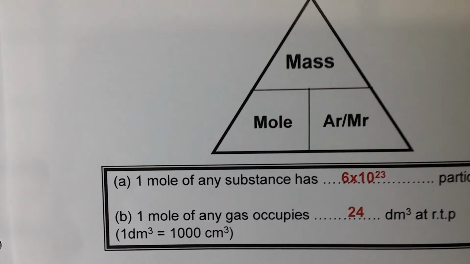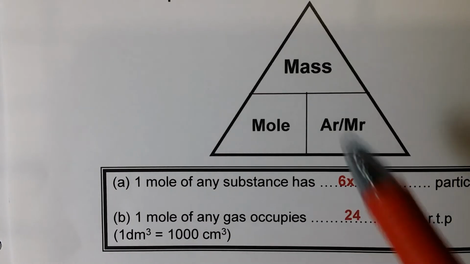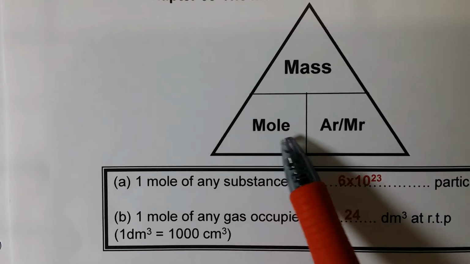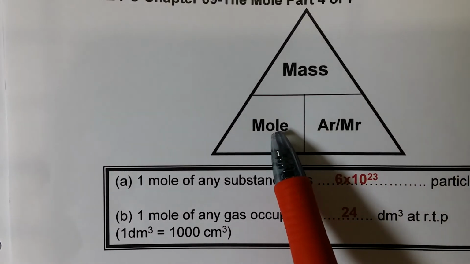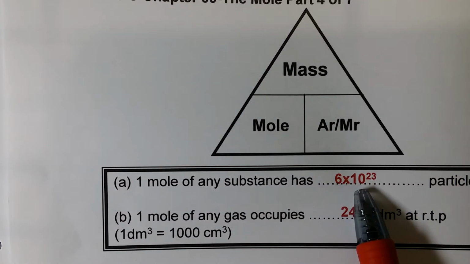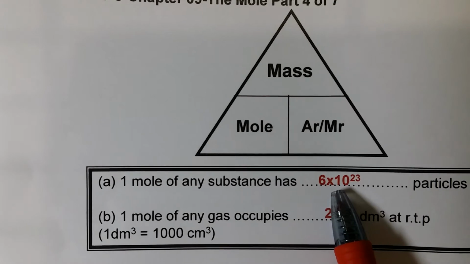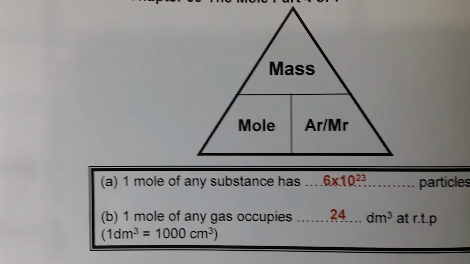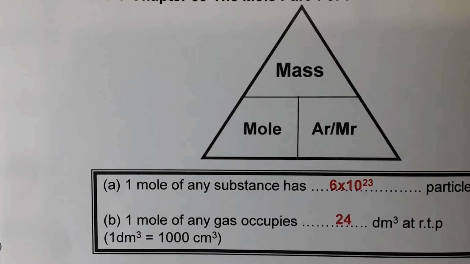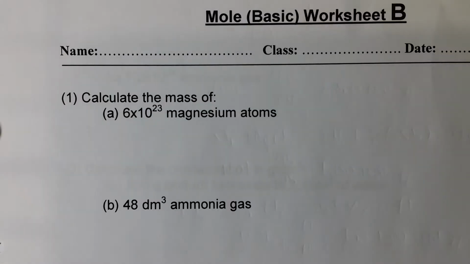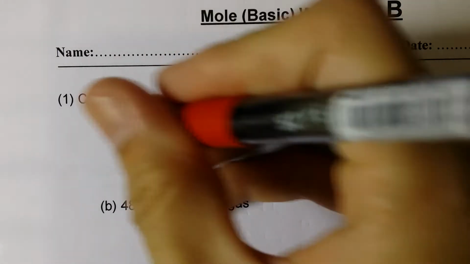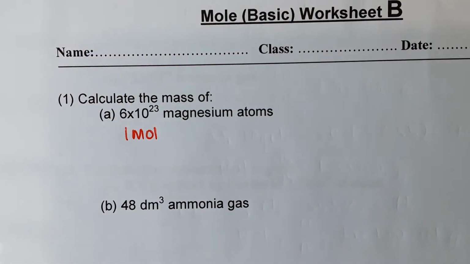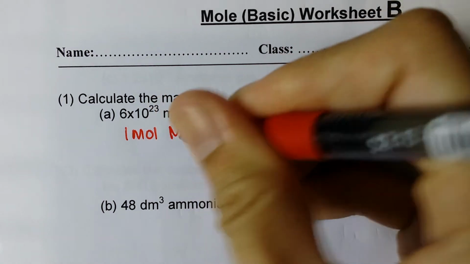So if you look at the formula, mass is not related to the number of particles. Mass is related to the mole, and mole is related to the number of particles. So if you're given the information on the number of particles, you have to find out the number of mole first. 1 mole of any substance has 6 times 10 to the power 23 particles. So in this case it's atoms, so this is actually 1 mole of magnesium.